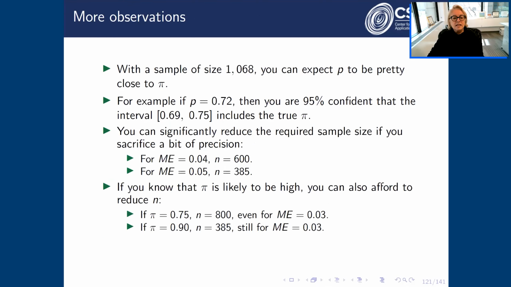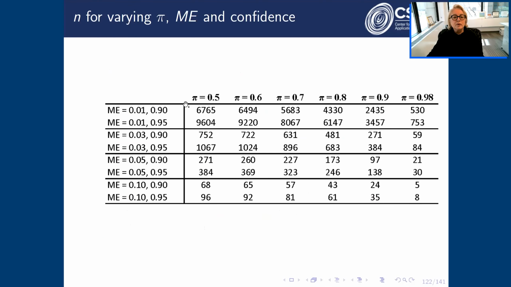So here's a little table that I computed for you. Here we have the true value of pi in the population, and on the other side of the distribution, you get the exact same results. And here's a margin of error of 0.01, so really low margin of error, 1%, 90% confidence, and all the way to 10% margin of error, 90 or 95% confidence.